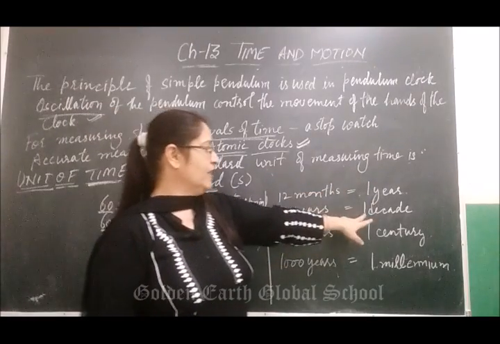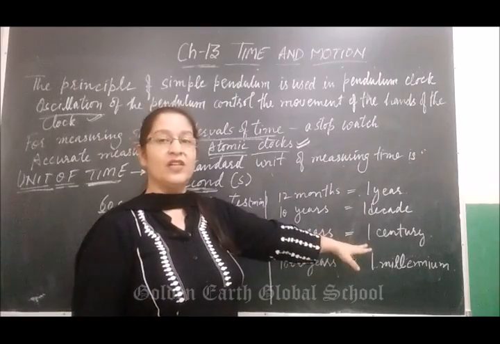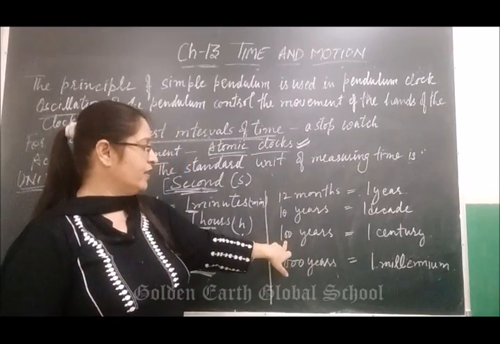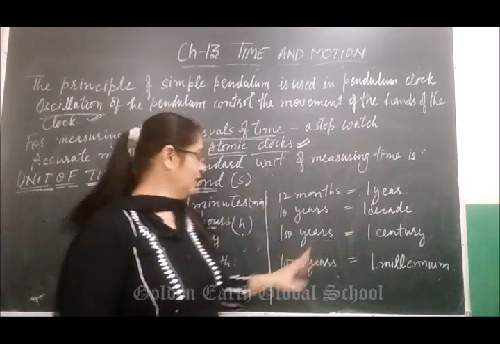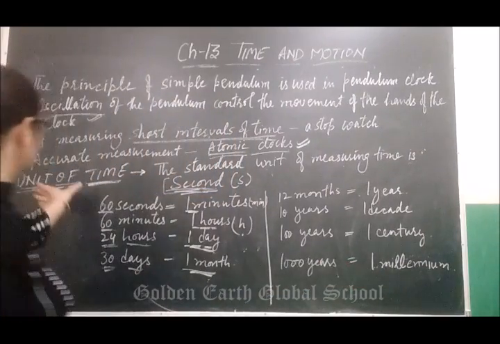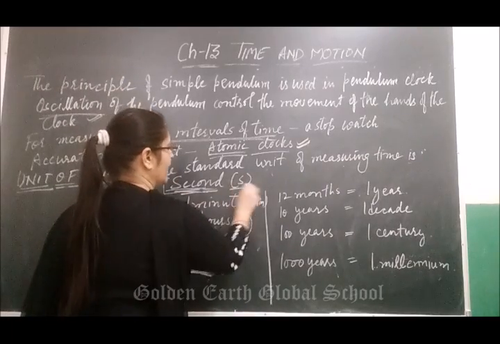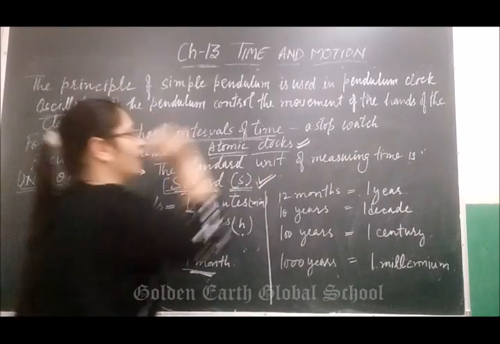10 years is 1 decade. And 100 years is 1 century, like in cricket, where 100 runs from a person make a century. And 1000 years is 1 millennium. So the unit of time is the second. For measuring time we use the second. Clear?